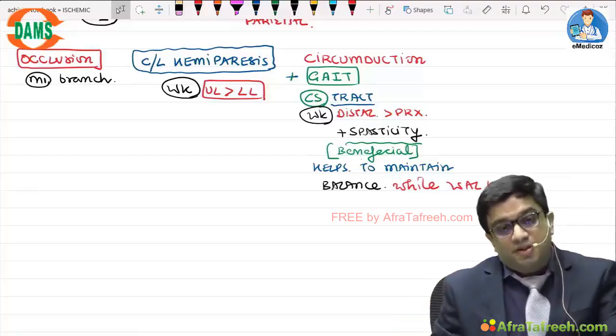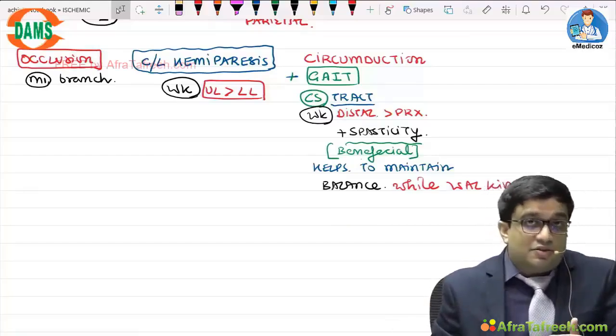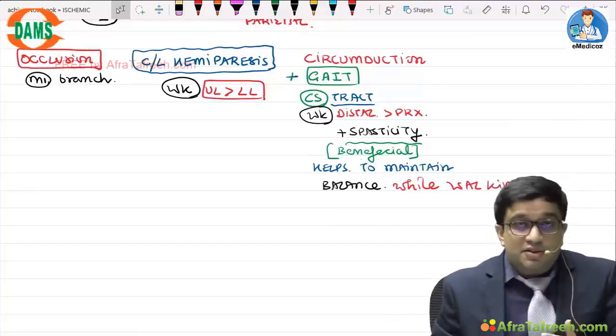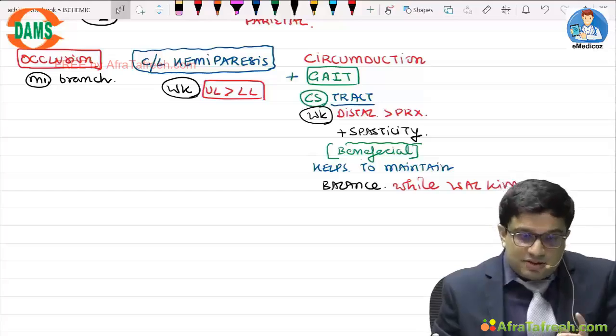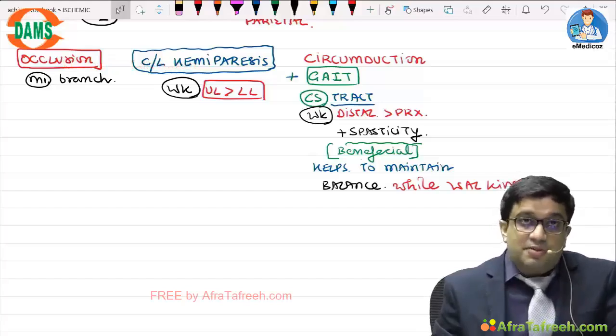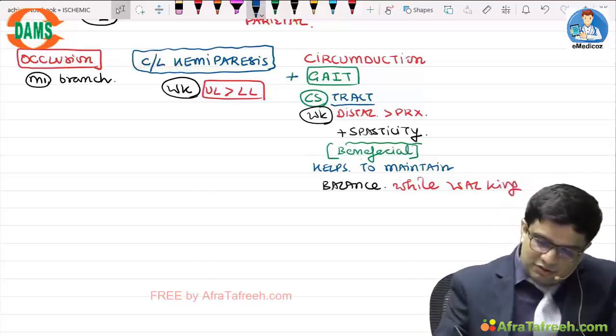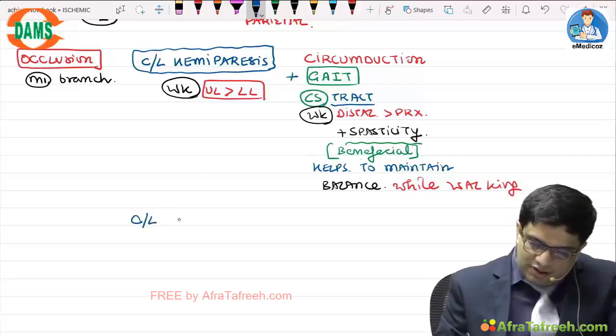So remember, if an MCA infarct occurs, then you have a contralateral hemiparesis and the patient will come with a typical gait known as a circumduction gait. So that's about the corticospinal fibers. Apart from this, these patients will also suffer with contralateral hemianesthesia.